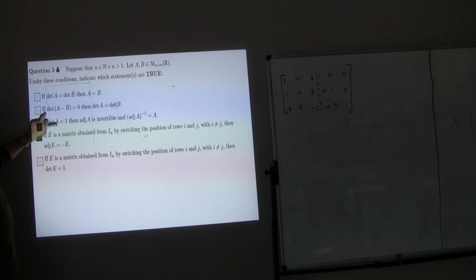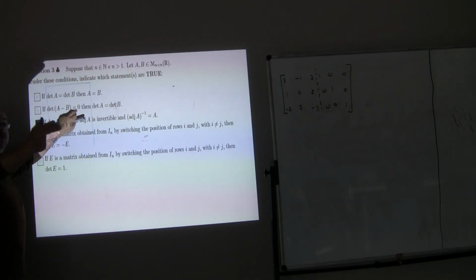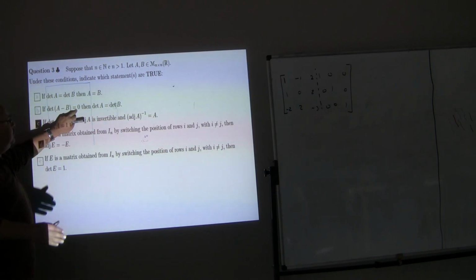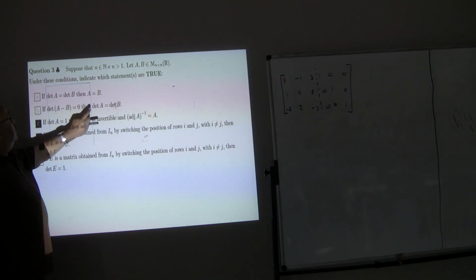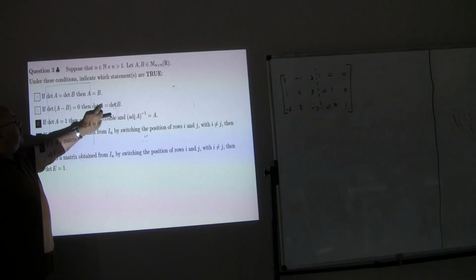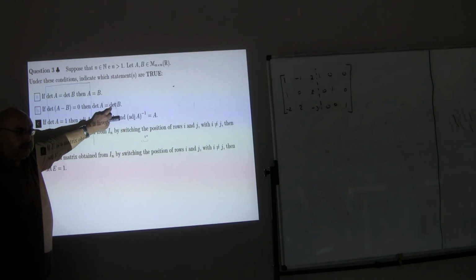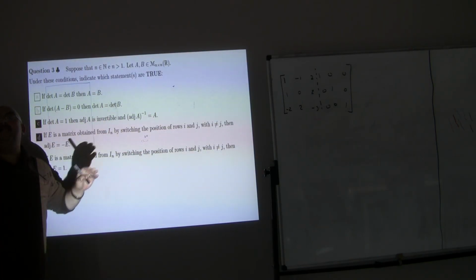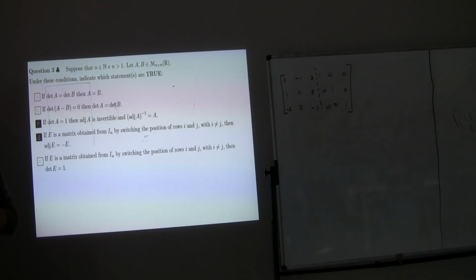The other one: determinant of A minus B is equal to 0. So I'm taking the A matrix, which is a square one, minus the B matrix, which is another square matrix of the same dimension, and then the determinant of A must equal the determinant of B. Not correct, of course. It may happen in some cases, but it's not necessarily true and not the general case.